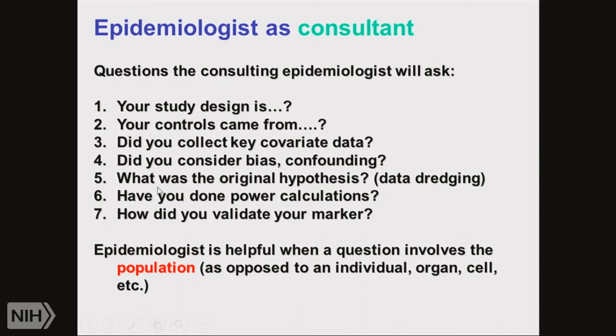So bias, confounding, original hypothesis, meaning there's a difference between, here's another one, that you get a call from someone who says, I tested a biomarker and it predicts liver cancer in a cohort. It's strongly associated with liver cancer. And what you find out after talking with them is that they tested the biomarker versus 30 endpoints, and there was a statistical association with one cancer. And so, what's the probability that you get a significant association at a p-value of 0.05? It's 1 in 20. So if you tested 30 endpoints, of course you're going to find one that's significant.